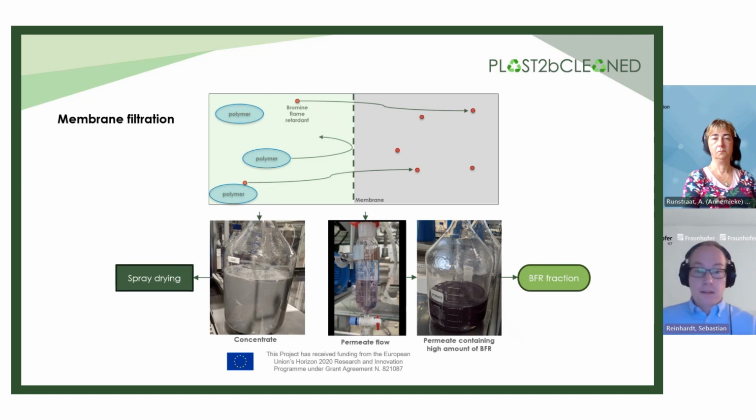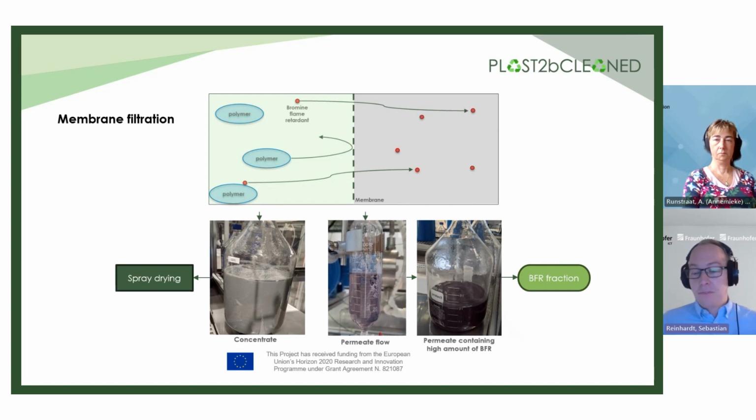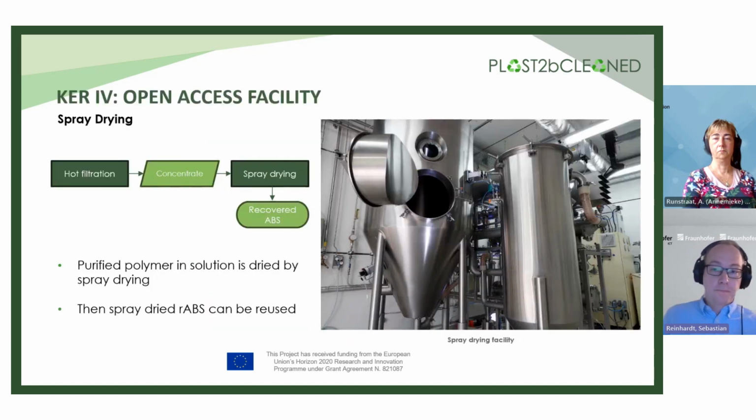So the small molecules can go through this filter, while the polymer is retained and has to stay back in the concentrate fraction. On the lower end, you see the pictures. On the right-hand side, you see this purple discolored permeate, which is very rich in bromine flame retardants, whereas on the left-hand side, you see this grayish oily liquid, which is our purified polymer still dissolved in the solvent. And that goes into the next step, which is the spray drying unit.